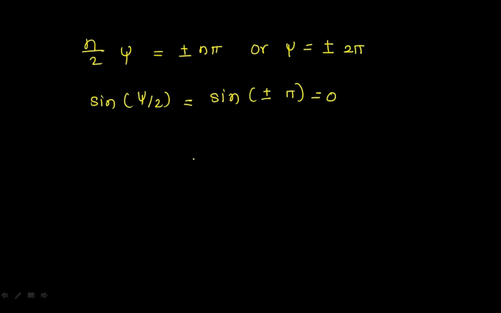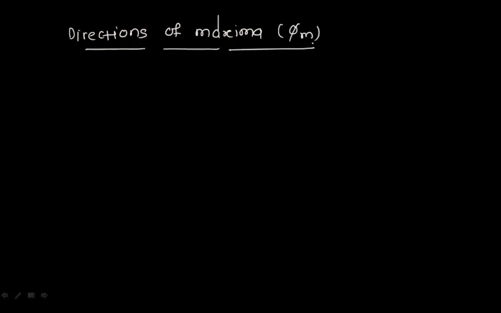The next one is nothing but the direction of maxima. First we'll discuss what you mean by the direction of maxima. So direction of maxima, and they will be denoted by phi m. Okay. So you are having some directions in which the maximum of the major lobe exists. So okay. So that will be called as the maxima. Okay. So I'll just write here directions of the maxima.